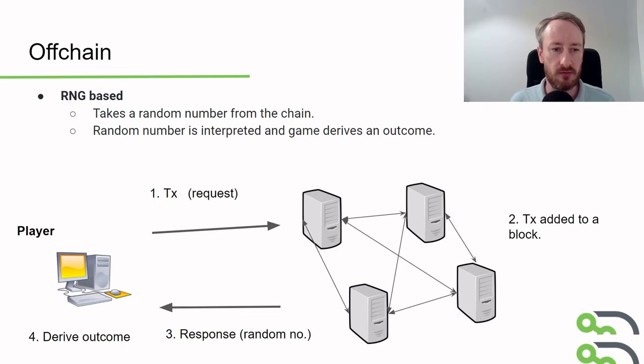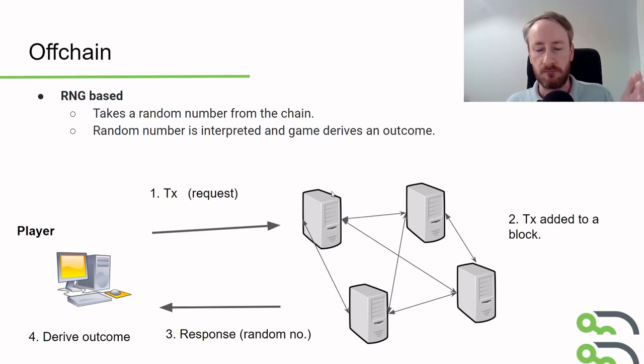Let's have a little bit of a look at the off-chain methods, which there are more of, and they're a bit more varied. So this one here I'm calling RNG based. I'm not sure if that's the best phrase, but let's just say it's RNG based. What happens here is you have a transaction. It's basically like a request. So there's some metadata that says, I would like to start combat. Obviously, you would make it more concise than that.